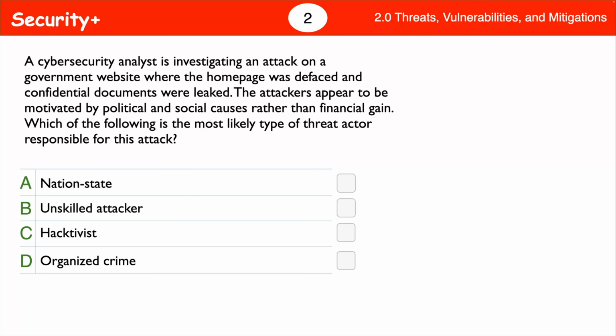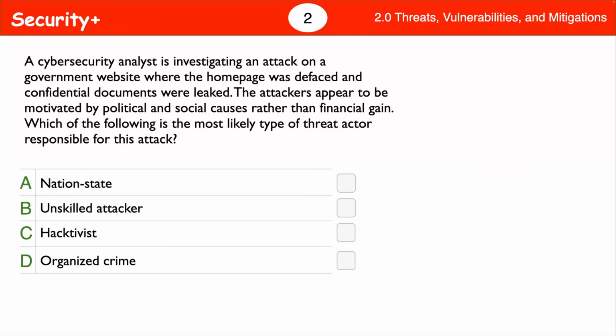Question 2. A cybersecurity analyst is investigating an attack on a government website where the homepage was defaced and confidential documents were leaked. The attackers appear to be motivated by political and social causes rather than financial gain. Which of the following is the most likely type of threat actor responsible for this attack? A, nation state, B, an unskilled attacker, C, a hacktivist, or D, organized crime?